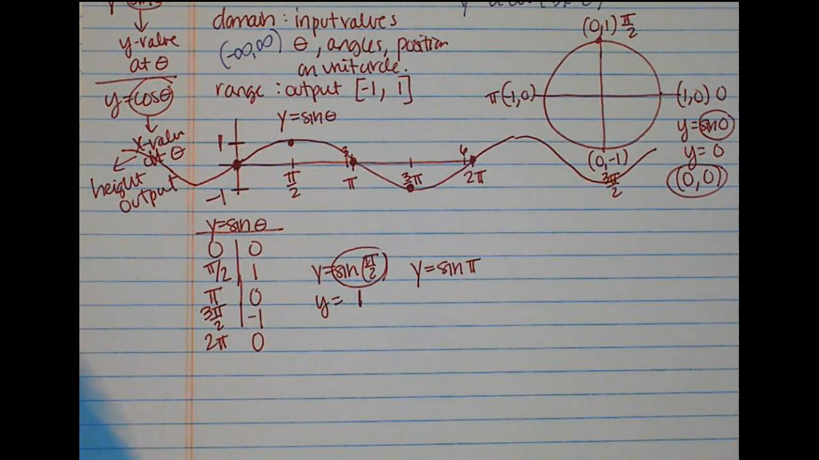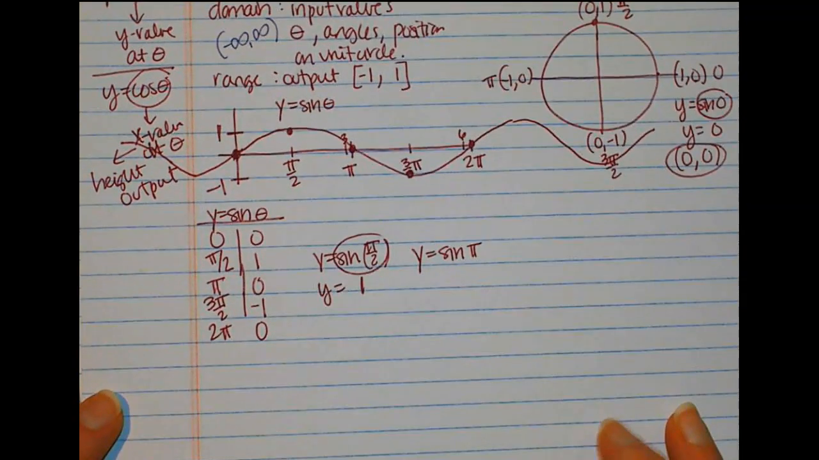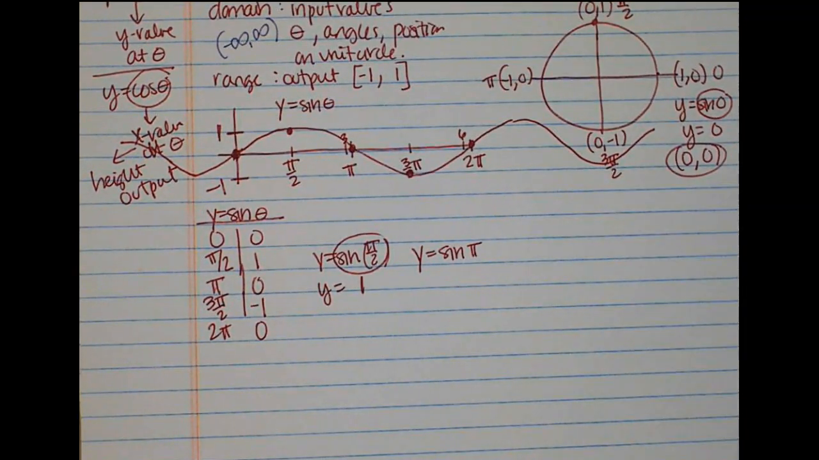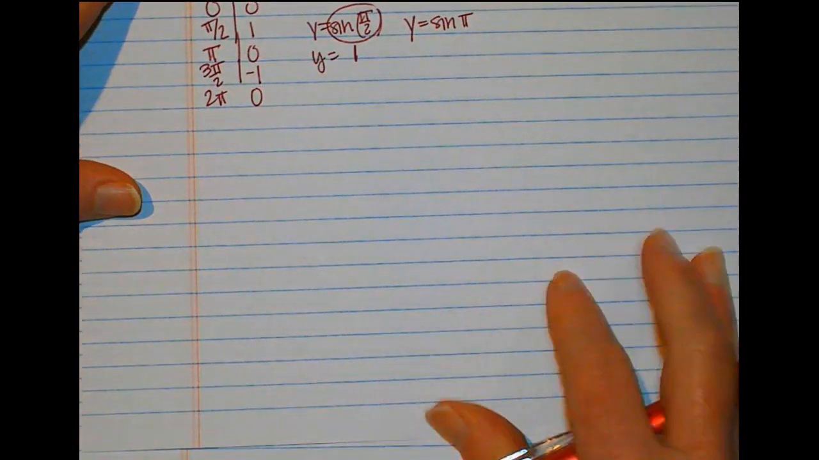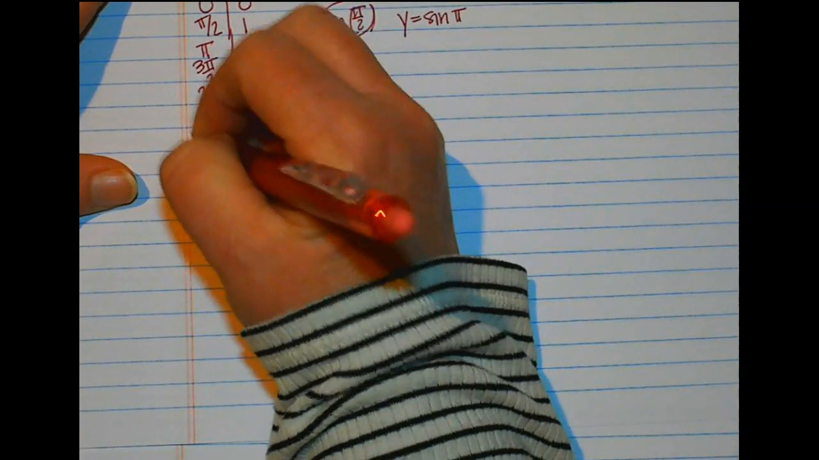Okay, in my box of stuff, I should have also included period, and I didn't. So I'm going to start a new box and write stuff together for sine and cosine separately. Here we go. Y equals sine of theta.